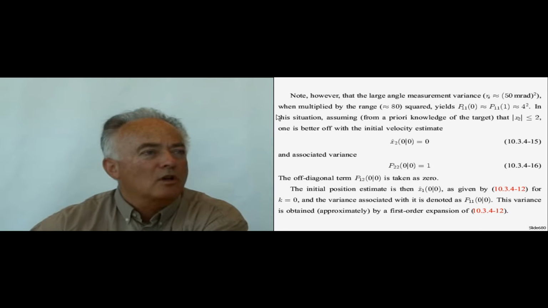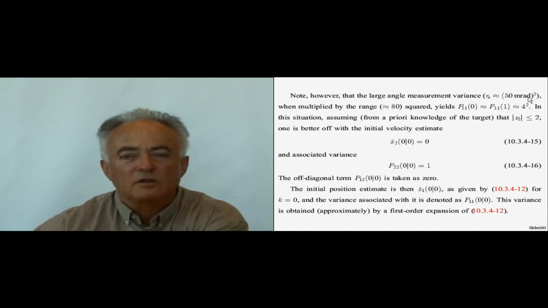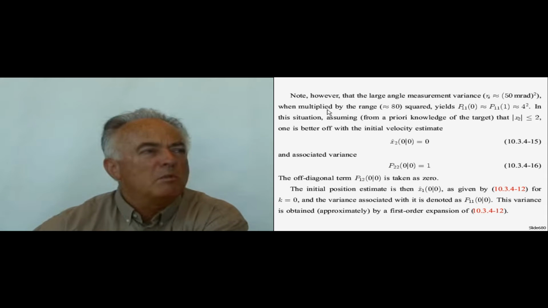Now, we have 3 degrees, which is 50 milliradian standard deviation on the measurement. So the variance is about 50 milliradian, the whole thing squared. If we multiply this by the range squared, which is about 80, we obtain the initial variance on the position as 4 squared. In this situation, what we have is a very large variance for the velocity estimate obtained by two-point differencing.